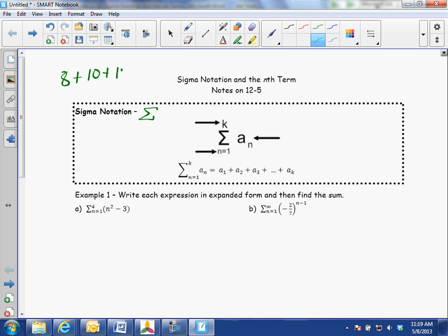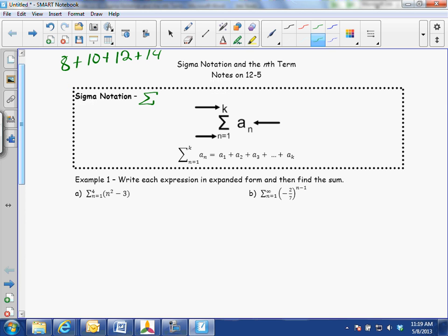Anyway, with sigma notation, instead of writing out the terms, like if I had 8 plus 10 plus 12 plus 14, if I didn't want to write them all out, you can use the sigma notation just to say, here's where I'm starting, here's where I'm going, here's how many terms I have, basically. It's just a condensed form of writing a series or sum.